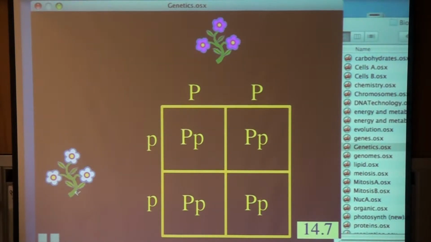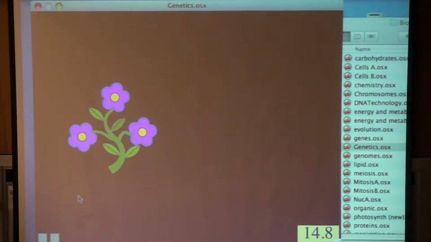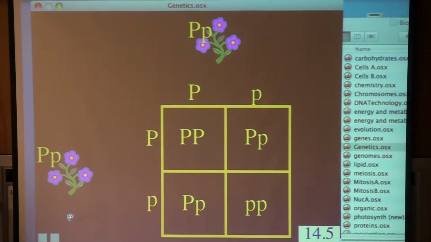If the parent plant was big P, little p, what would you expect from the offspring? Someone over here? Half, exactly. Let's see. There we go. Oop, come back here. There we go. No, that's not it.